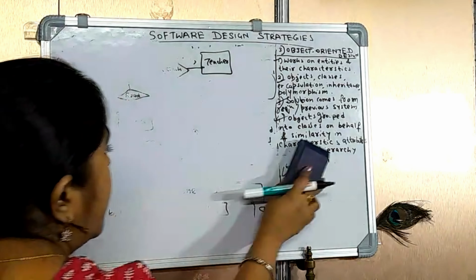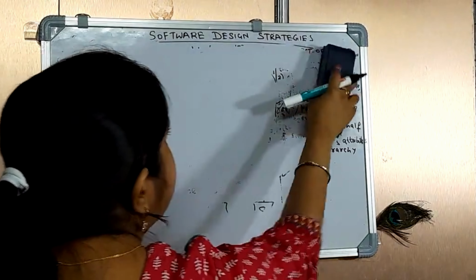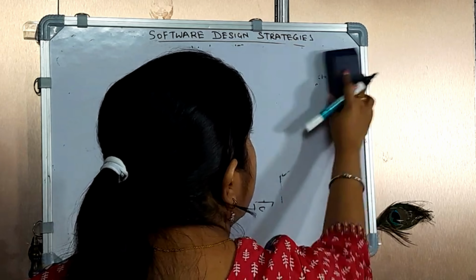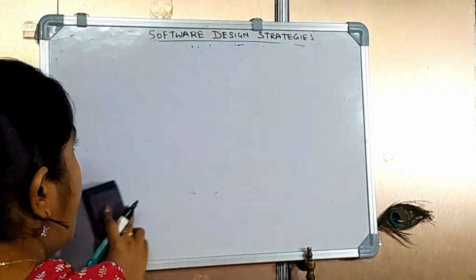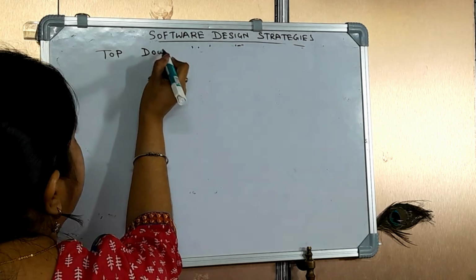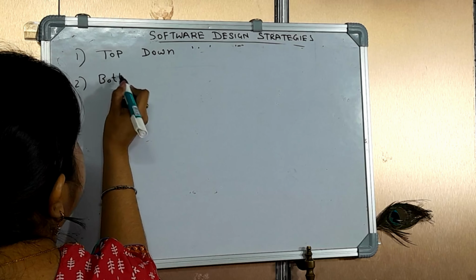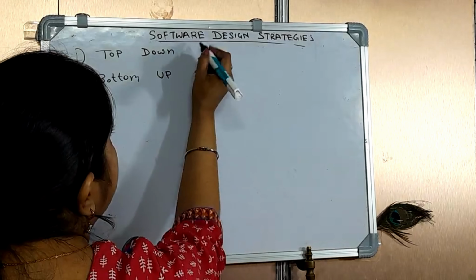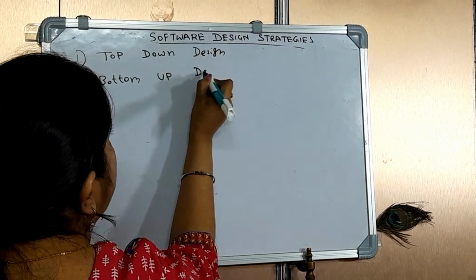Now what we will see is that there are basically two kinds of designing processes that we follow. That is also our strategy. But these two kinds of things are mainly followed when you are talking about the designing phase. One is top down and the second one is bottom up. These are the two designing strategies, top down designing and bottom up designing.